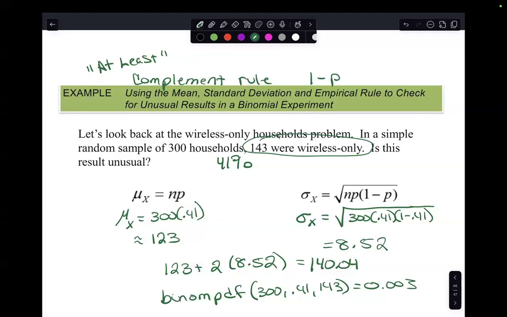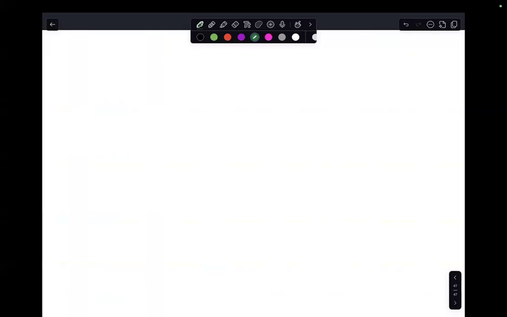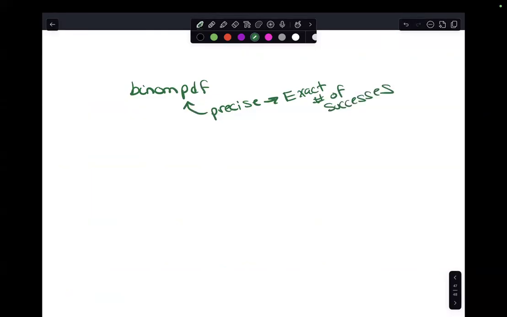And I'm going to flip to the next page. So remember, binomPDF: precise, exact, exact number of successes. And then binomCDF: cumulative. This is a range of successes.